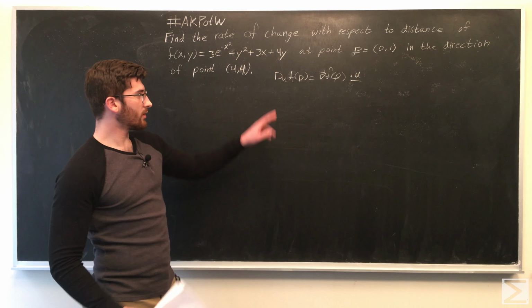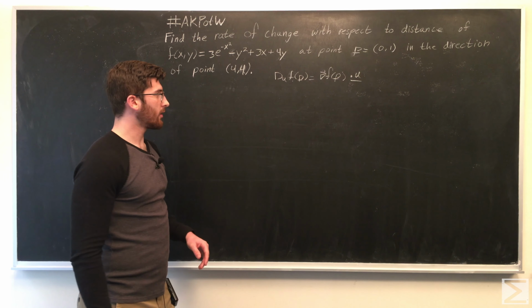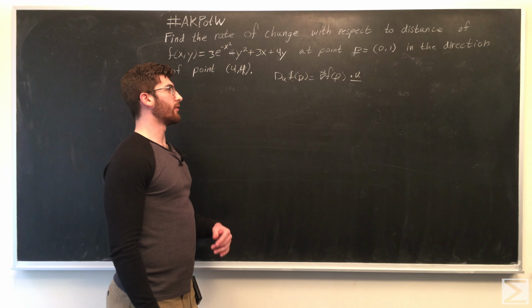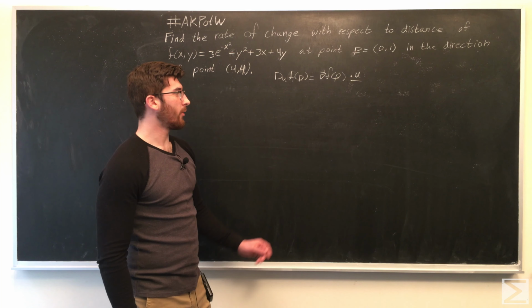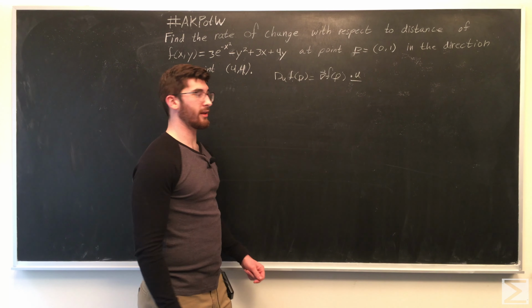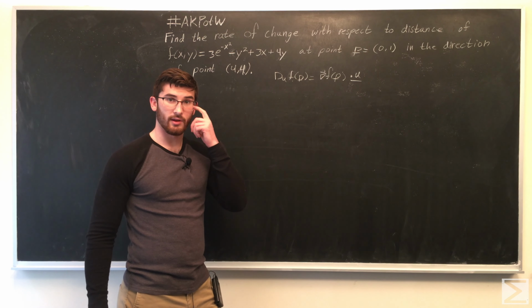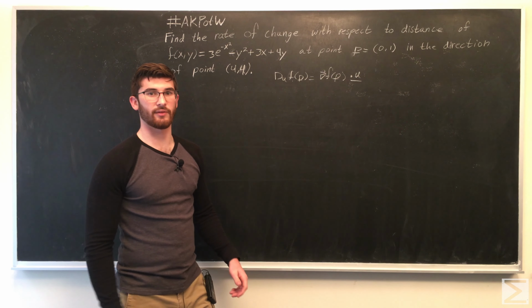So when you're finding the rate of change in some direction of a function starting at point P, what you need is the gradient vector at point P, and you're going to want to take the dot product of that with the unit vector that represents the direction it's traveling in.